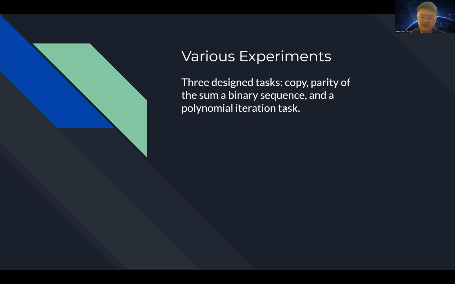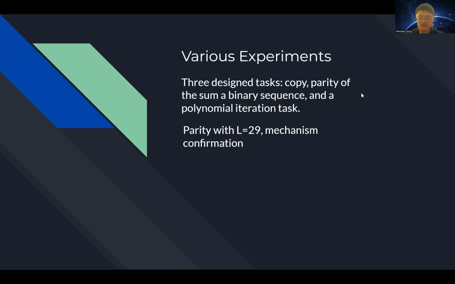And the third one, the polynomial iteration task. This is formally defined in the paper, but it's not very easy to understand. What it basically does is calculate the nth version of this parity of the sum task. Or vice versa, the parity of the sum of the binary sequence is the mod 2 version of this polynomial iteration task. So you can think of the polynomial iteration task as just a harder version of the second one.